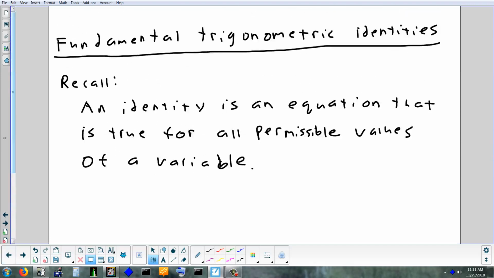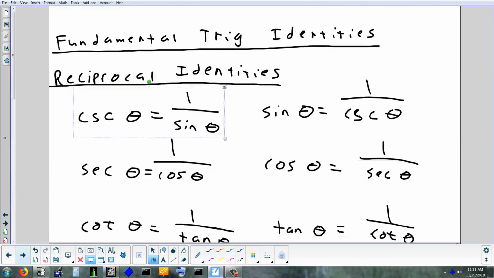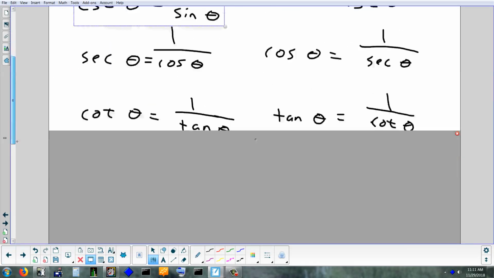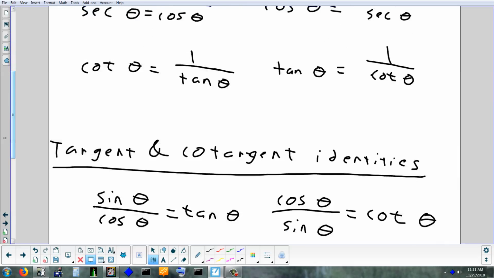Okay, so there are 3 basic groups of fundamental identities, and we already went through them. There's the reciprocal, which is where you flip one to get a different one. There's your tangent and cotangent, also known as quotient identities. That's where you take sine divided by cosine and it gives you the tangent. Or if you flip it, cosine divided by sine gives you the cotangent.